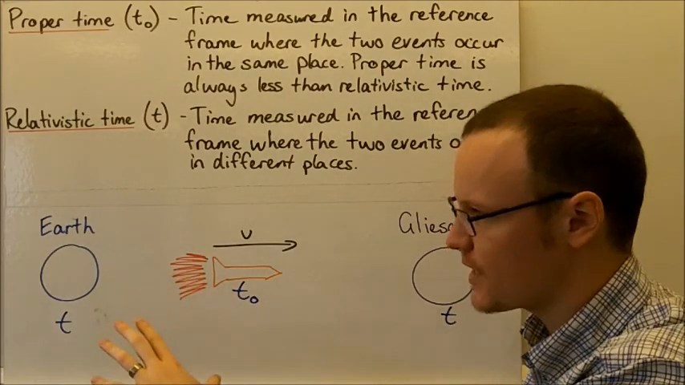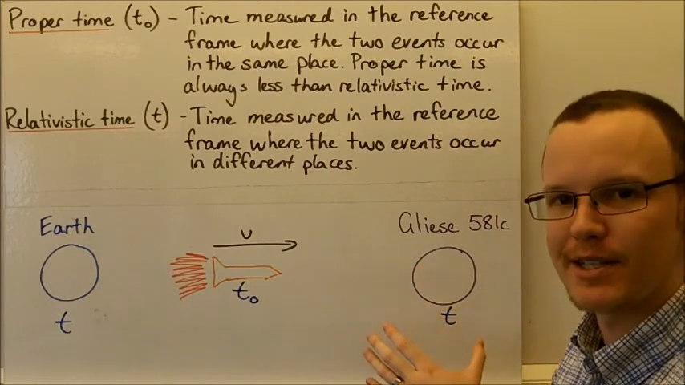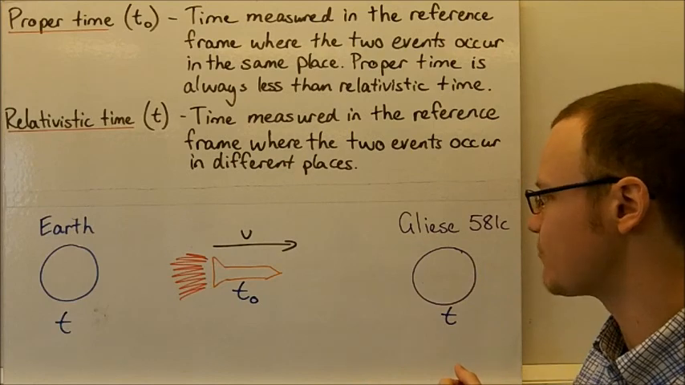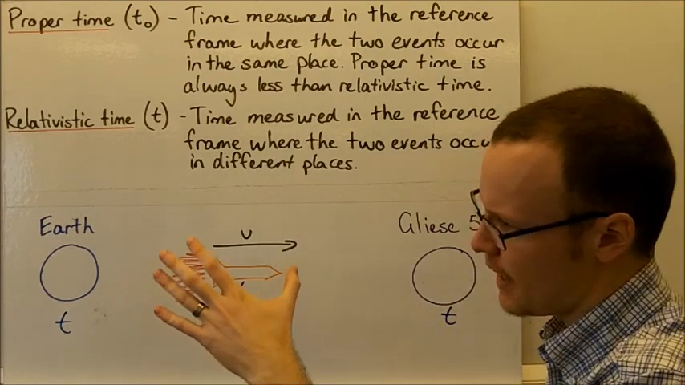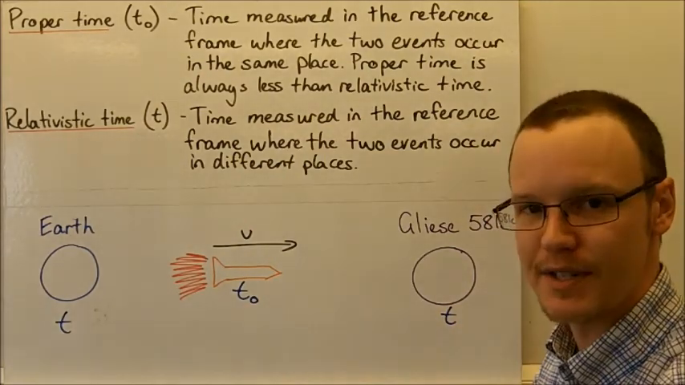Okay, so if we've got an example here, we've got a rocket travelling from Earth to Gliese 581c, the third planet from the star Gliese 581. The Earth-Gliese reference frame is going to measure relativistic time.